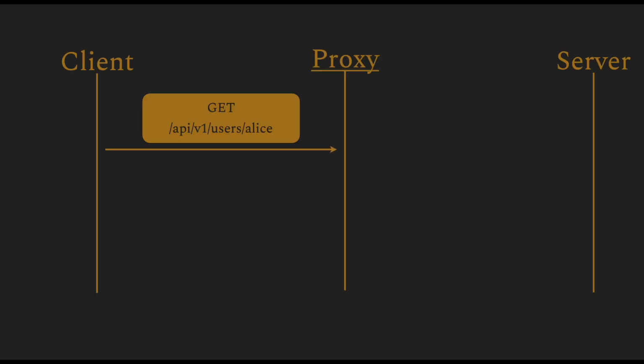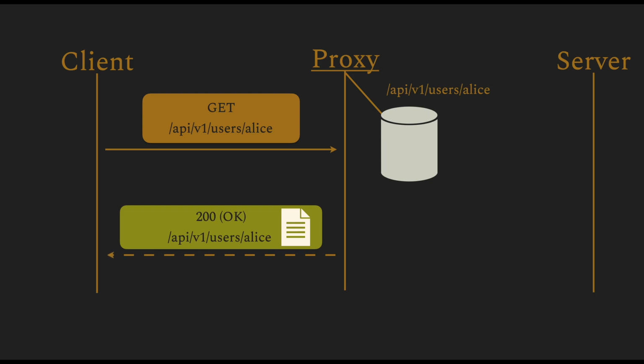For subsequent GET requests to the same endpoint, /api/v1/users/alice, the proxy does not contact the origin server, but it checks in the cache if the same value is present. And if it is present, it basically returns the cached data.